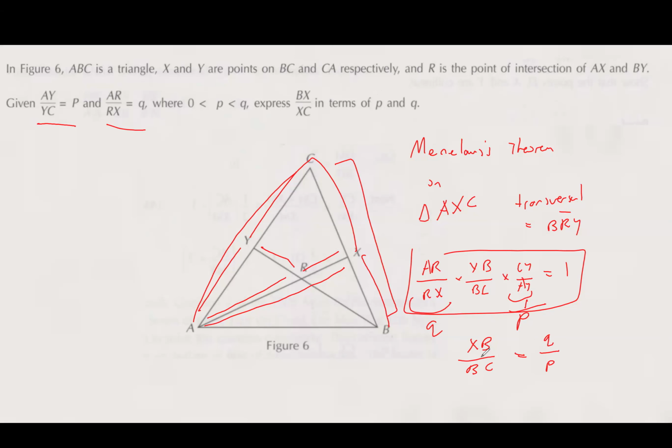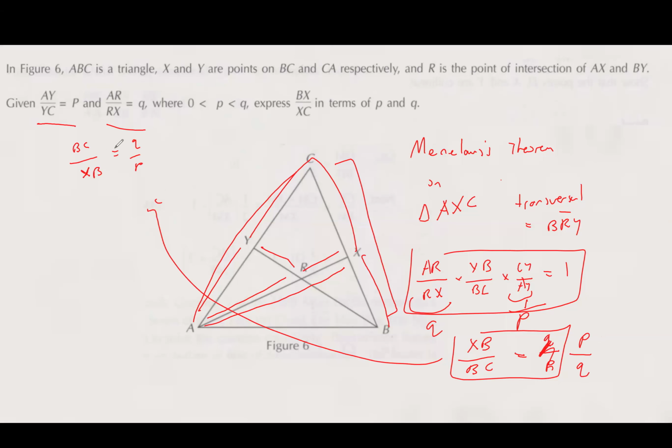What is this one? Yeah, okay, so we can rewrite this as BC over XB equals Q over P, correct? Wait, this doesn't seem right. No, this should be P over Q, and then back here, this should be Q over P. So BC over XB equals Q over P.